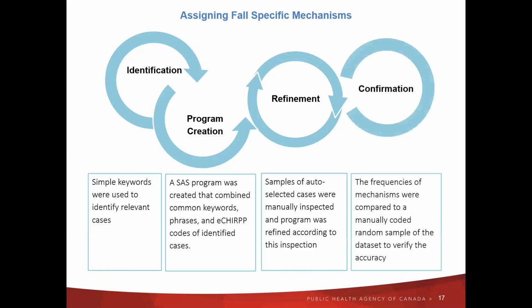In the last step, we compared the frequency of each mechanism to those of the manually coded random sample to elucidate whether the overall accuracy of our auto-coding strategy was appropriate. In the end, we were able to code for 28 mechanisms.